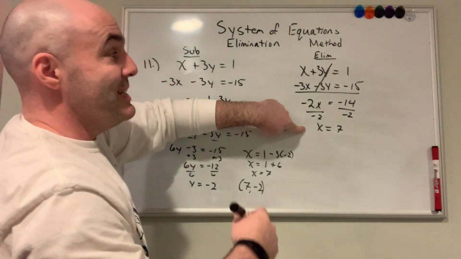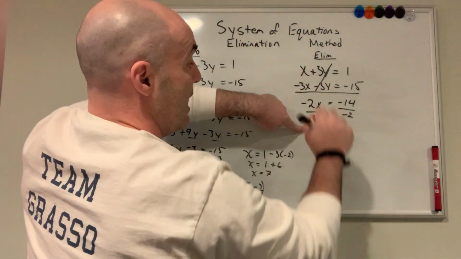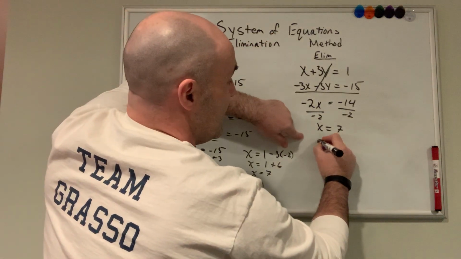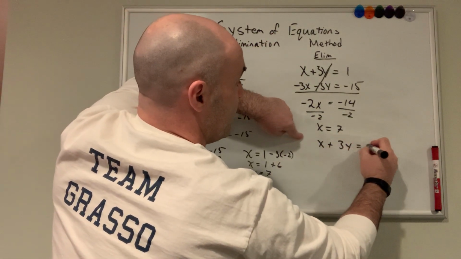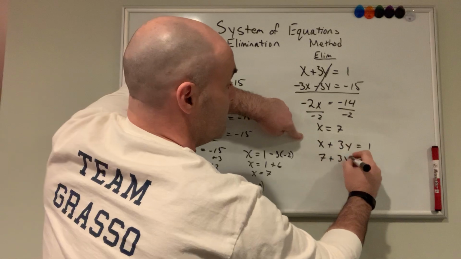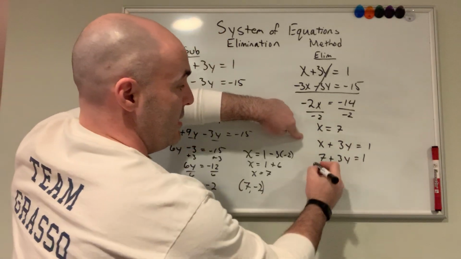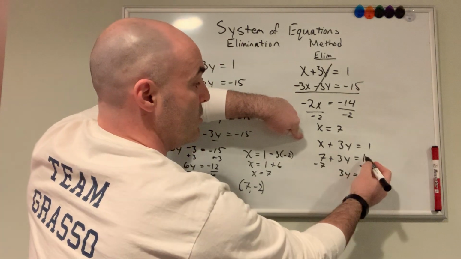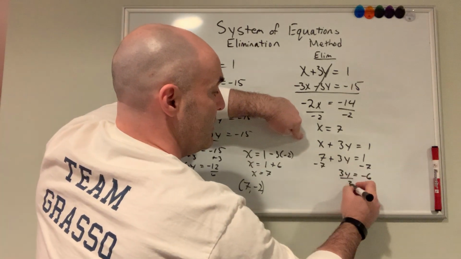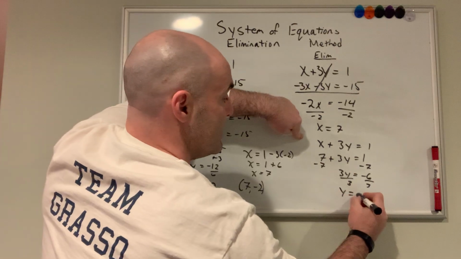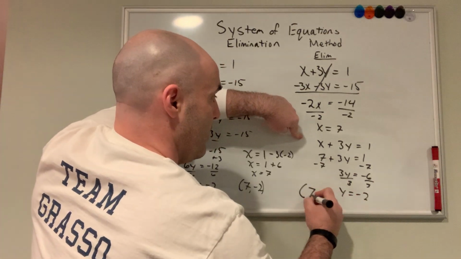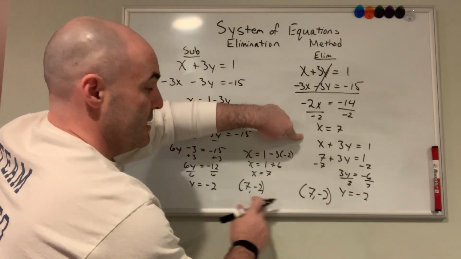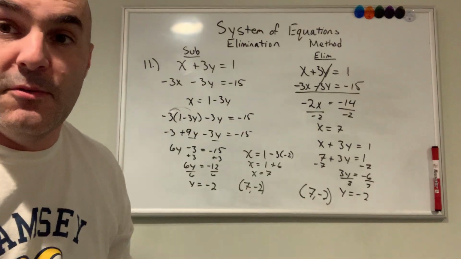Now I can plug it back into either equation. I'm going to go back in the top. I'm going to replace the x with 7, and now solve for y. I'll subtract 7 from both sides. 3y equals 1 minus 7, which is negative 6. Divide by 3, and y is negative 2. So, different method, same result. Fraction of the time.